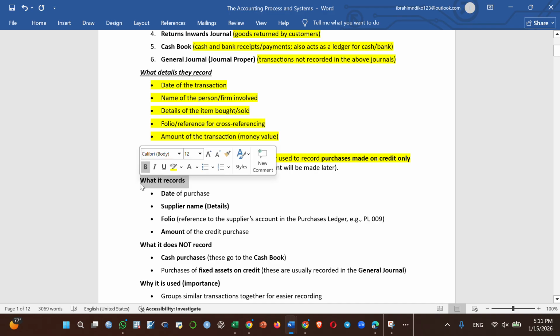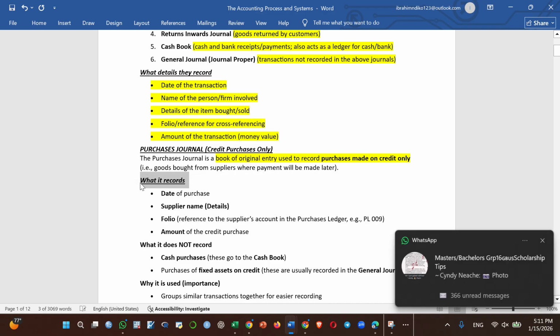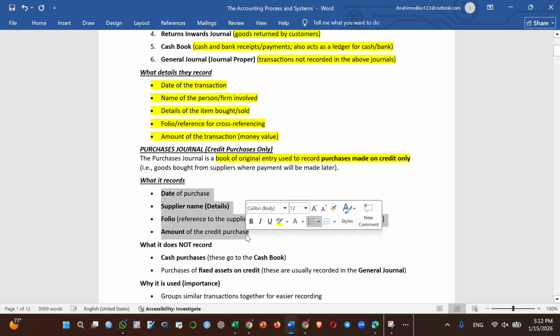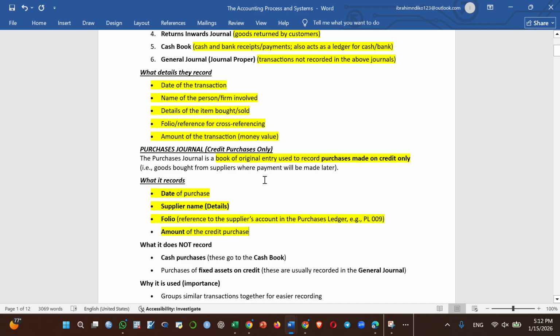Now let us see what it records. Number one, the date of purchase, as usual, the name of the supplier or the person involved, the folio number and the amount. The same as above.